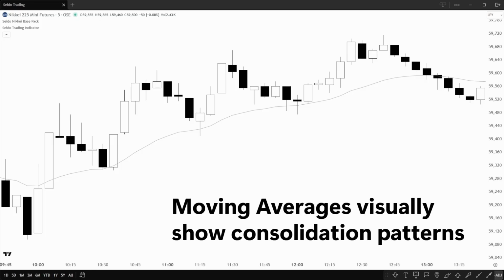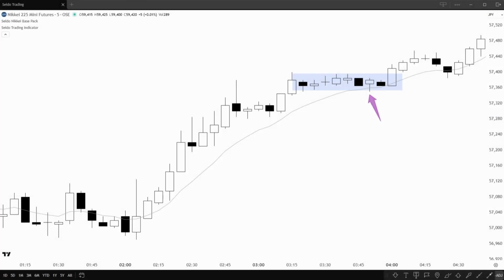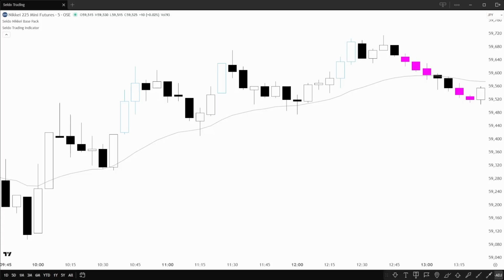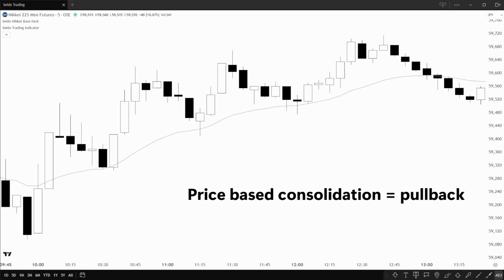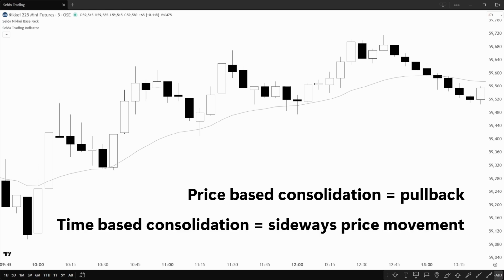This is also why we covered moving averages in lesson 3. They clearly show how price consolidates by pulling back to the moving average, either by falling into it or by waiting for the moving average to catch up to price. After momentum appears, price consolidates in one of 2 ways, through price or through time. Price-based consolidation is a pullback or a retracement. Time-based consolidation is sideways price movement.